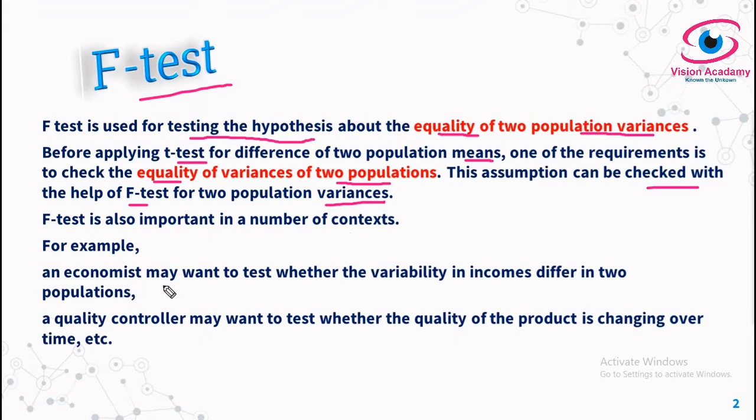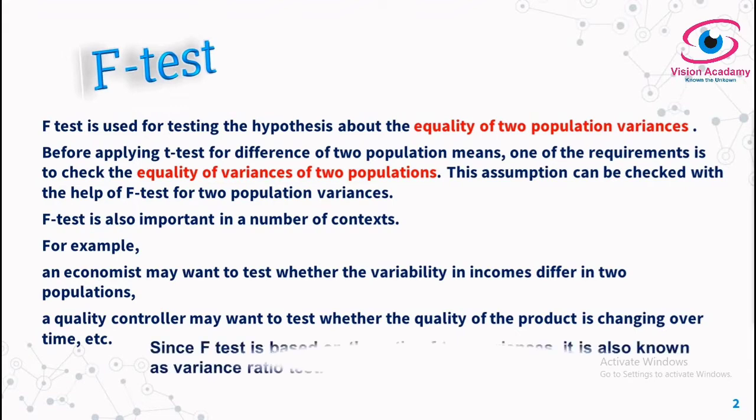For example, an economist may want to test whether the variability in income differs in two populations, say district A and district B. In such cases we can go for the F-test. We may have one more example. A quality controller may want to test whether the quality of a product is changing over time. Even in such cases we may go for the F-test. So in many contexts the F-test will be applied.